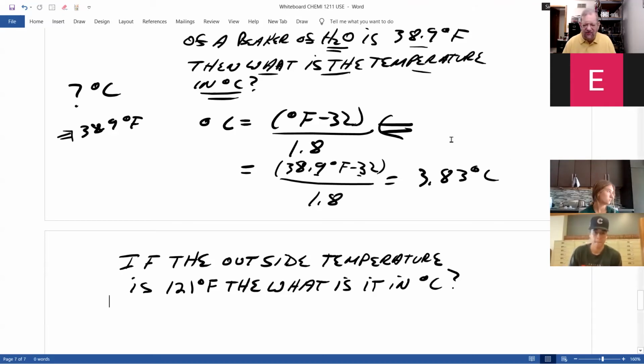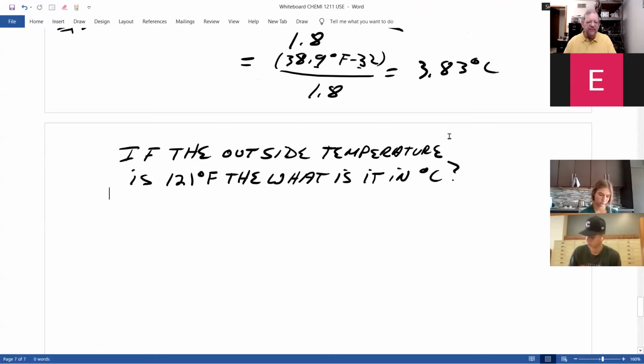All right, I think everybody's done. Let's do it. What are we being asked? And this would probably be 4 points if you ever saw it on a piece of something I hand out called a test. Hint, if the outside temperature is 121 degrees F, what's it in degrees C? So we're trying to find degrees C.